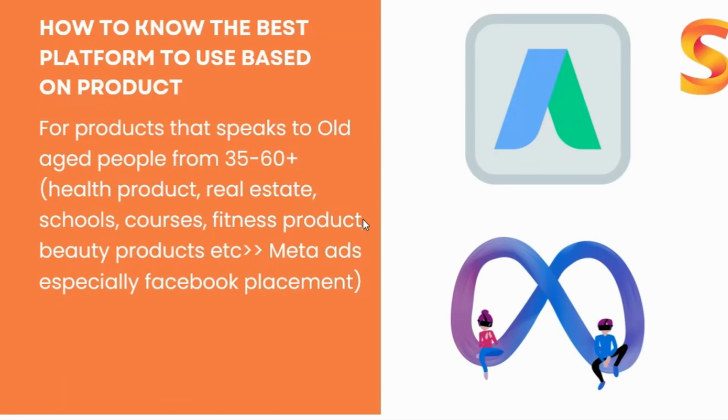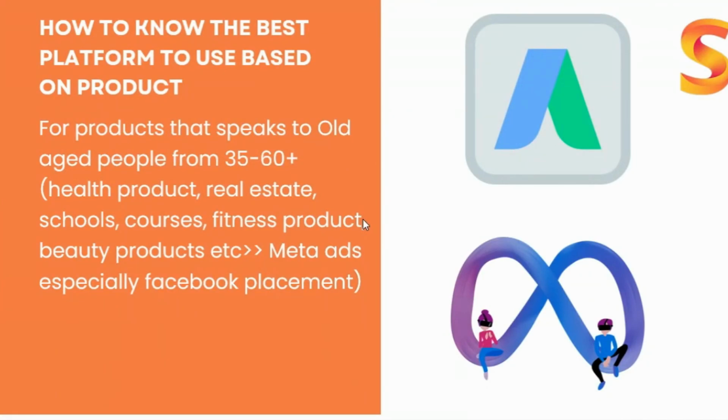So for products that speak to an older age, let's say from 35 to 60 plus, like health products, real estate, school, courses, fitness products, beauty products, etc., Meta ads, especially Facebook placements, is one of the best places to use. The reason is that there's one thing we really overlook when it comes to Facebook. I'm not talking of Instagram now. I'm talking of Facebook itself.